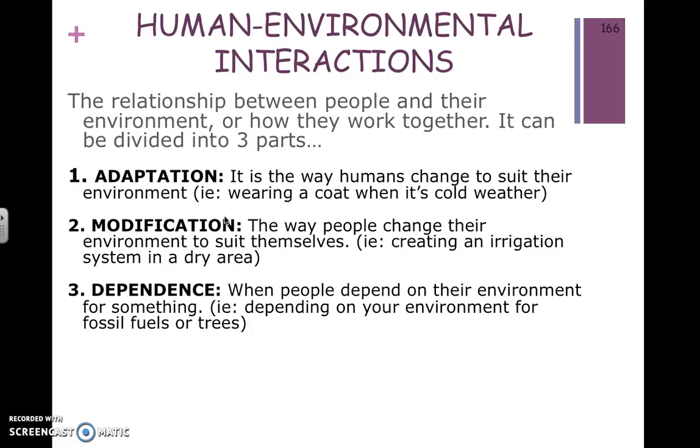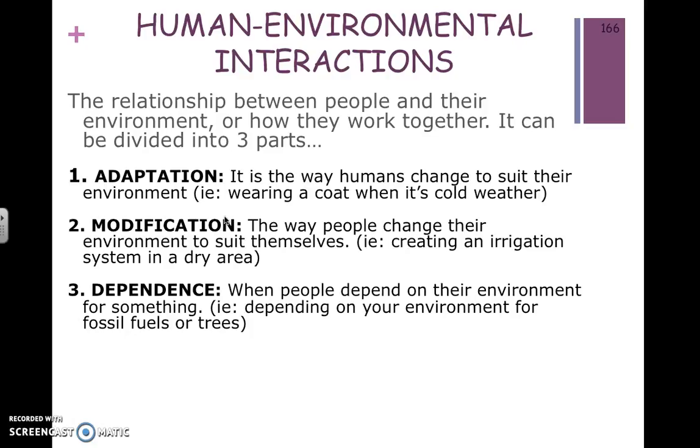So again, when we think about HEI or this interaction, we're thinking about how people interact and relate within different environments around the world. A person living, let's say, in Delaware in the United States is going to interact with their environment a lot differently than a person living in the Sahara Desert in Africa. Depending on where you are and the environment you live in goes a long way in shaping how you adapt to the environment, how you modify that environment, and the various things you obtain from that environment that you depend upon.